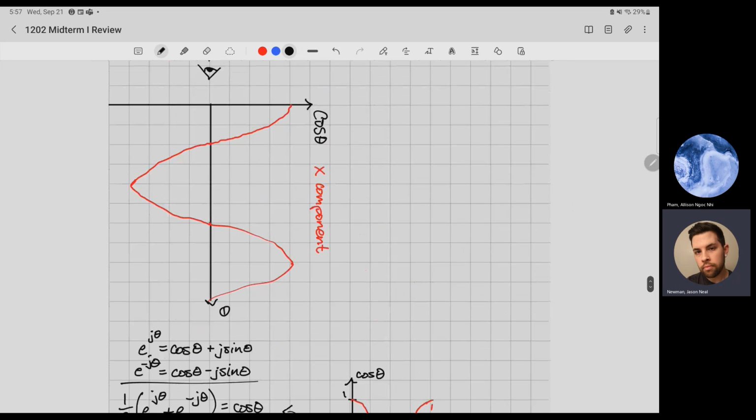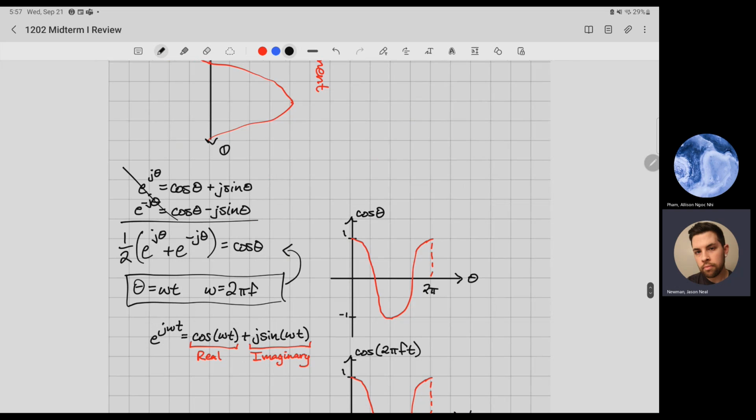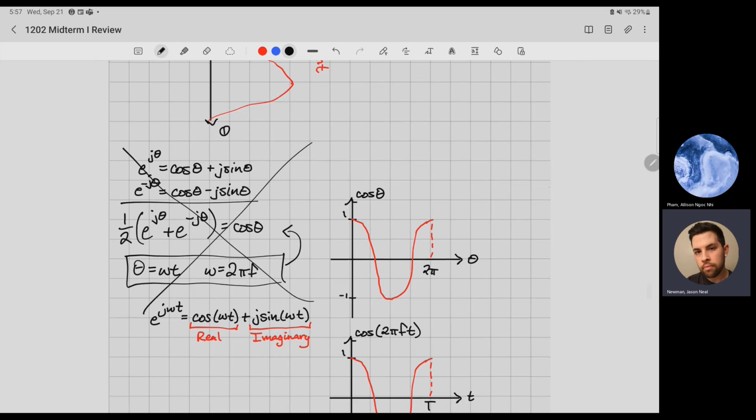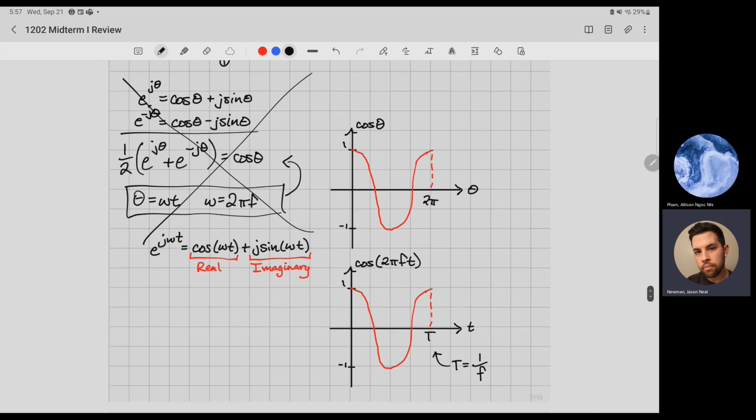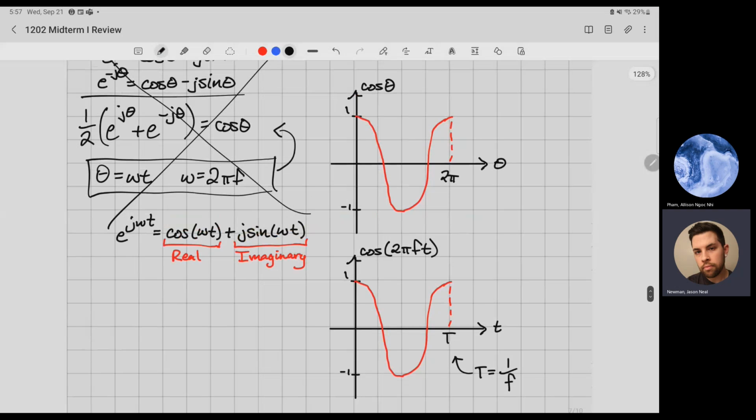So if you imagine, let's just ignore this part for now. It is important, but we don't have enough time. So imagine e to the j omega t, because theta is equal to omega t. So imagine this is just e to the j theta. It's the same thing as e to the j omega t. They're equivalent. So your cosine omega t is your real part of the function, and j sine omega t is your imaginary part of the function.